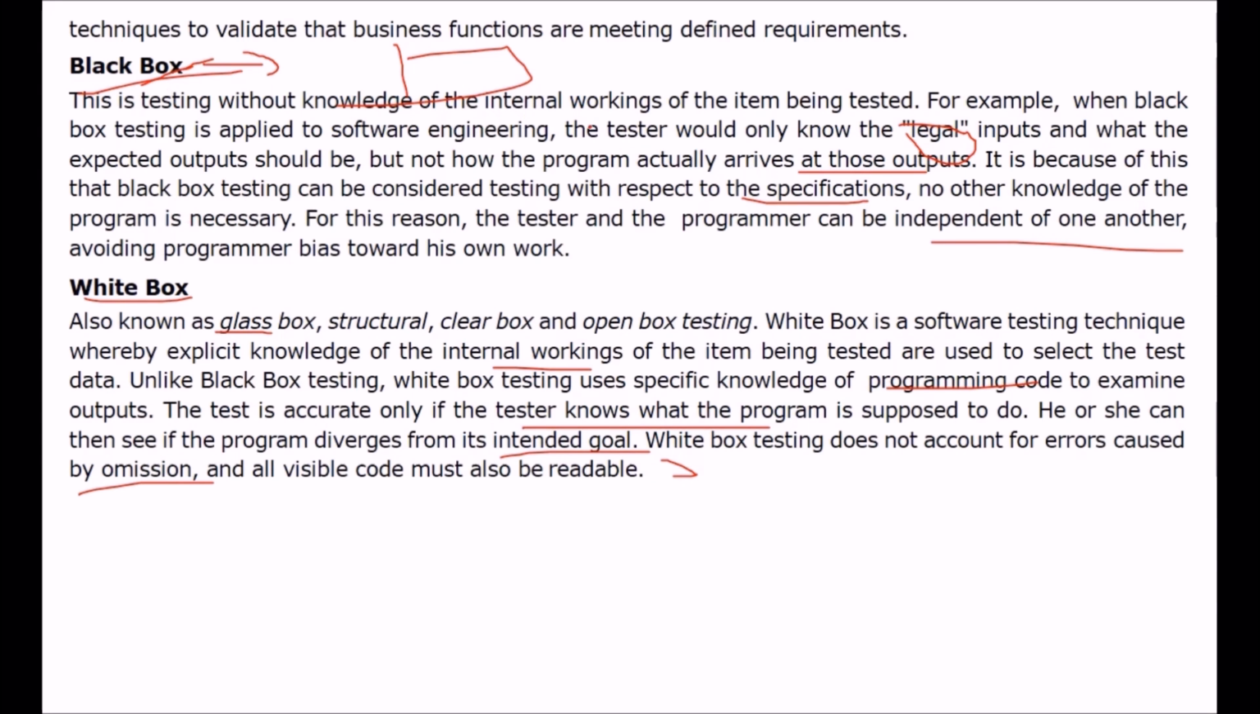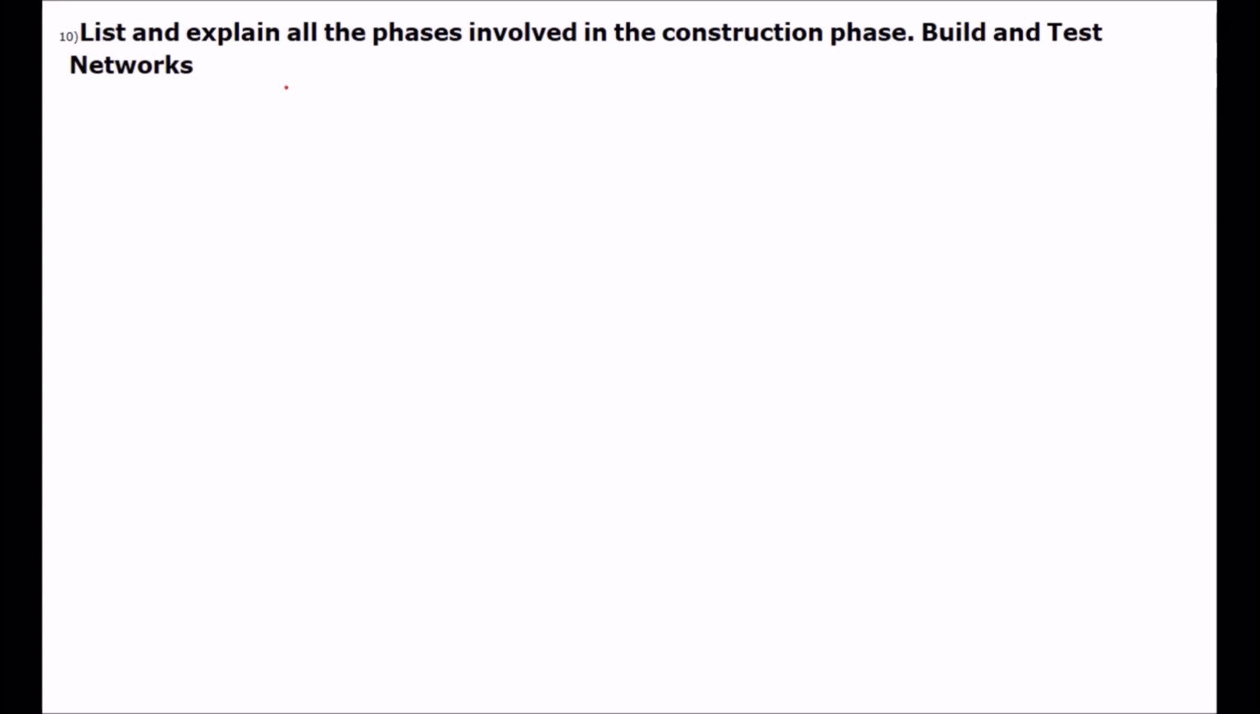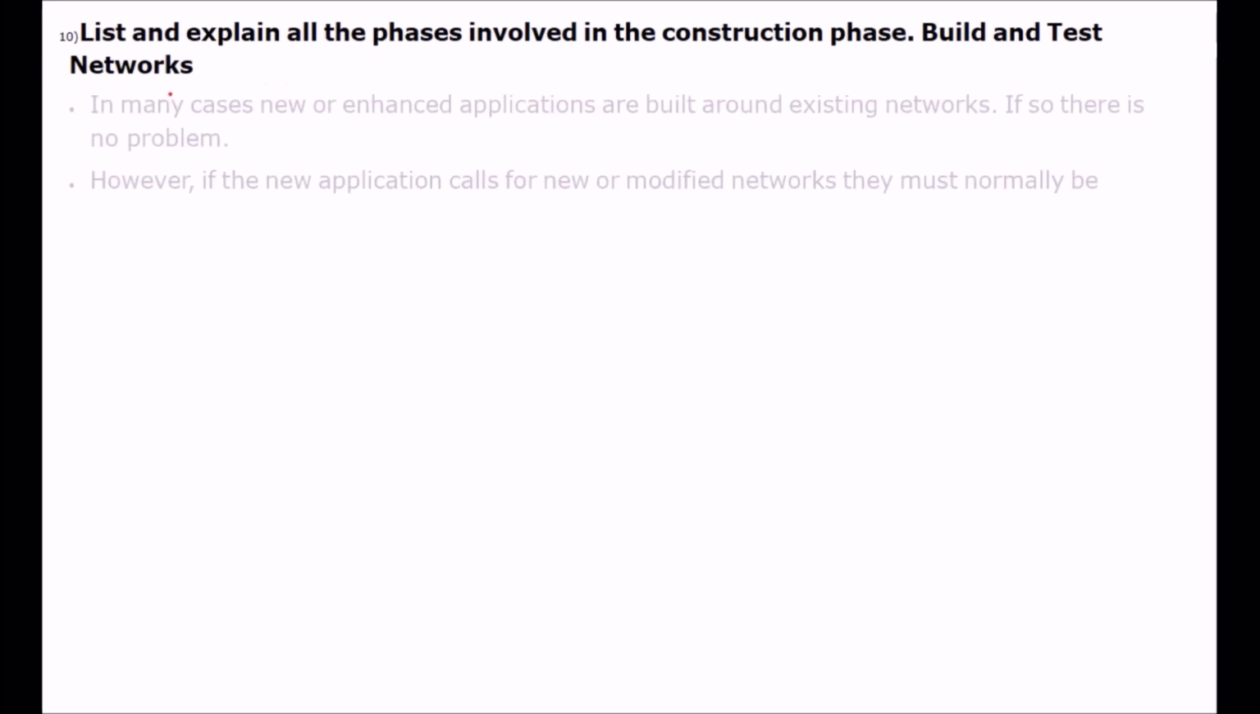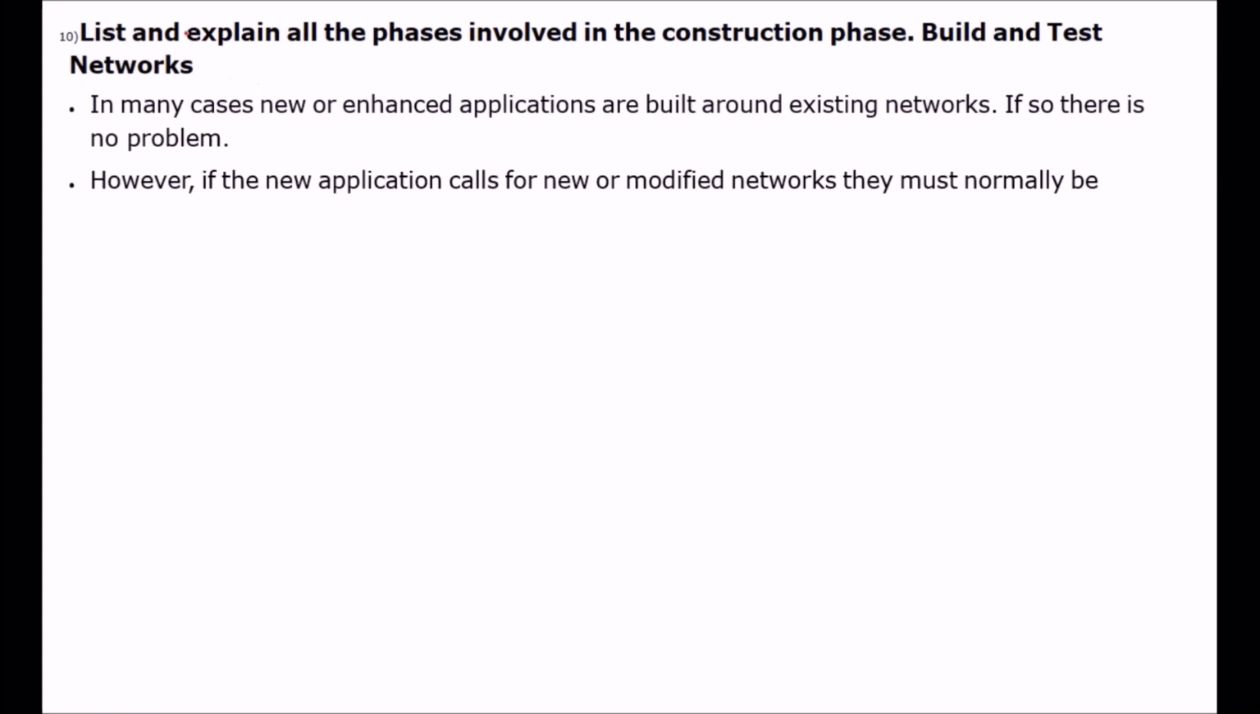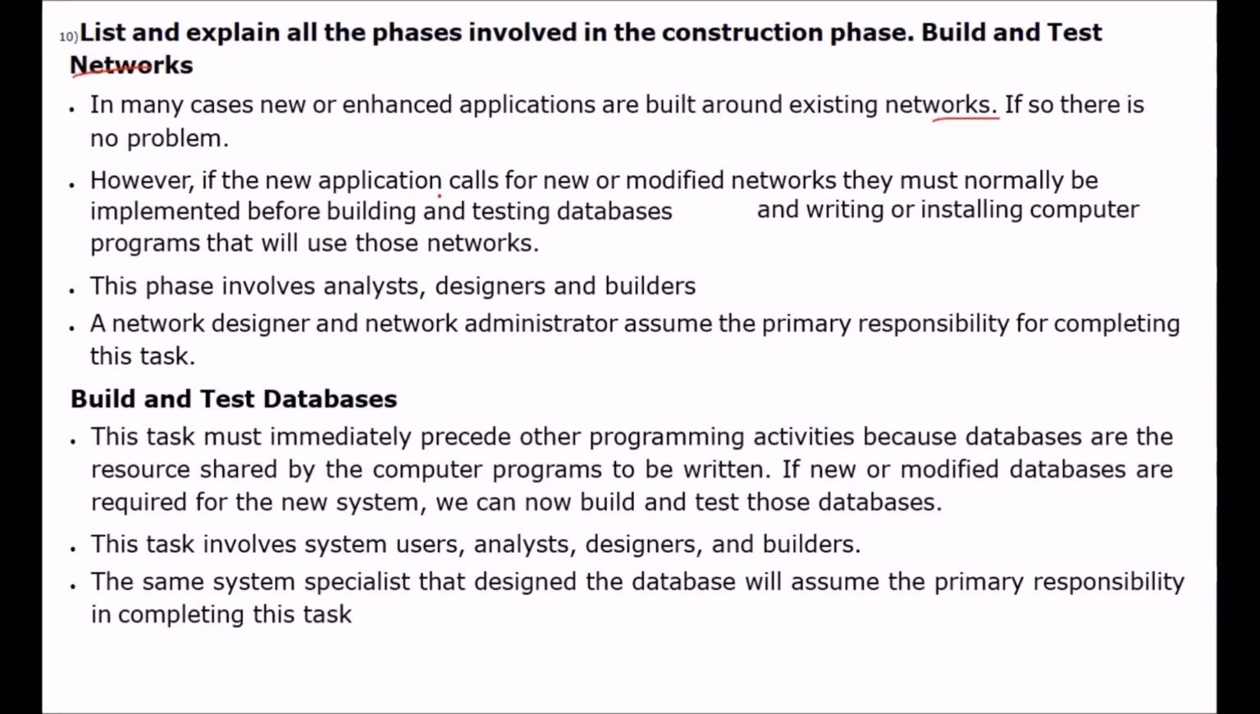Now, I hope I have answered the differences between black box and white box also, because this is the main key question being asked. The other question is: explain all the phases involved in the construction phase, build and test networks. They are specifically asking about networks. In many cases, new and enhanced applications are built around existing networks. However, if an application calls for new or modified networks, they must normally be implemented before building and testing databases and writing or installing computer programs that will use those networks.